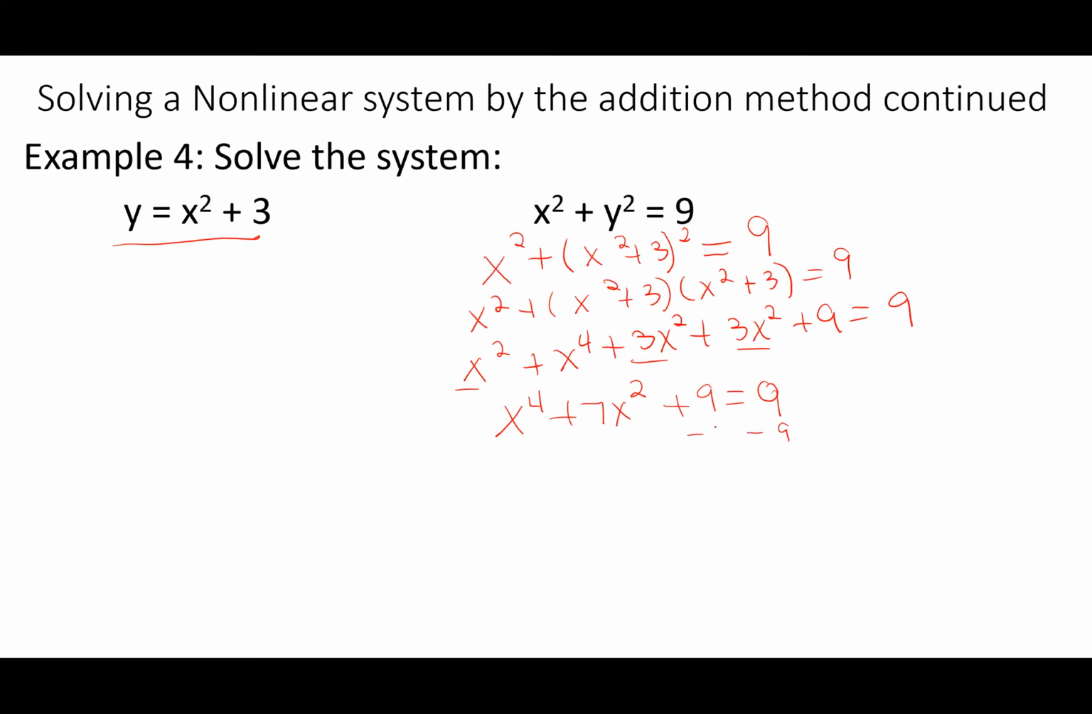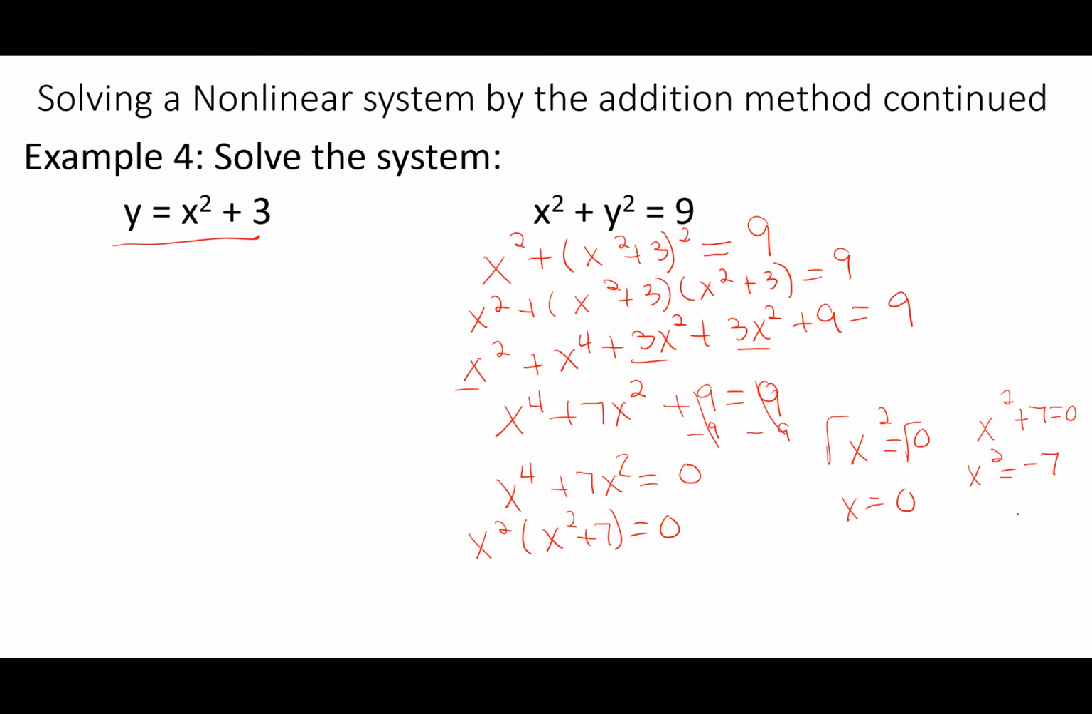And when I subtract 9 from both sides, those cancel. So I have x to the 4th plus 7x squared equals 0. I have an x squared in common. So I have x squared equals 0, and if I square root, I get x equals 0. And I have x squared plus 7 equals 0. Subtracting 7 from both sides, I get x squared equals -7. Square rooting, x equals plus or minus. Remember, the negative comes out as i, and the square root is 7.